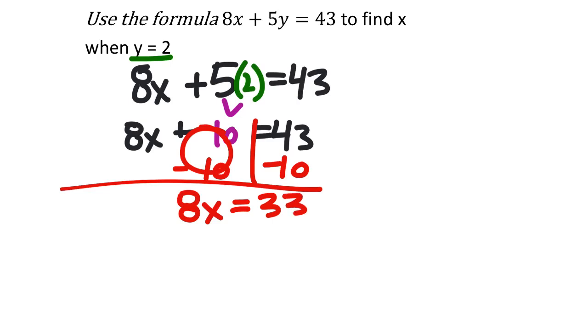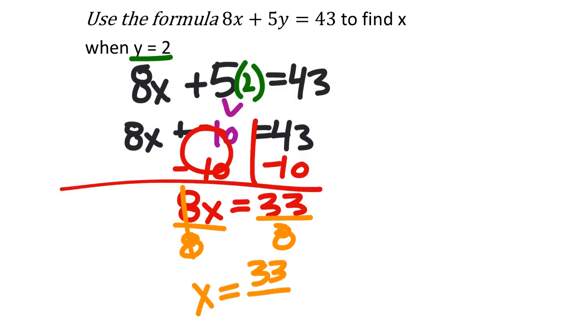But I don't want 8x's, I want 1x's. So I'll change that by dividing both sides by 8. That shows 1x. X equals 33/8. I'm just going to keep this one as an improper fraction. The decimal on this one's not too bad, but the improper fraction is just faster. So I think it's easier.